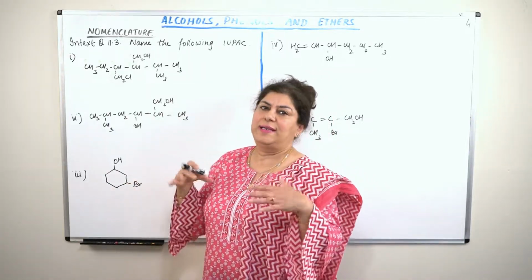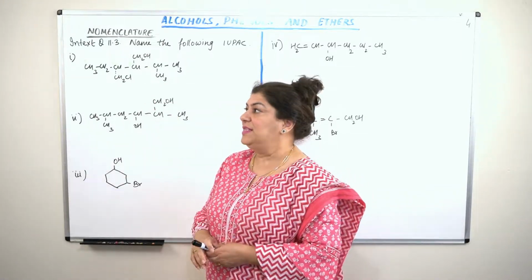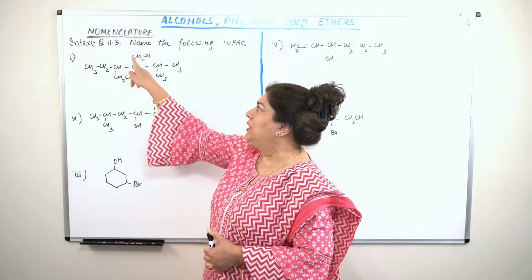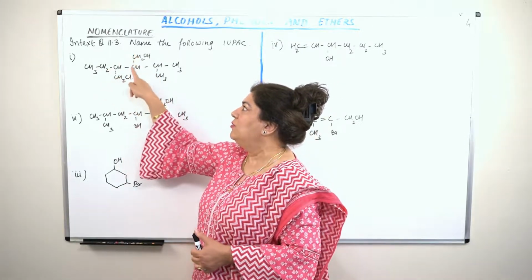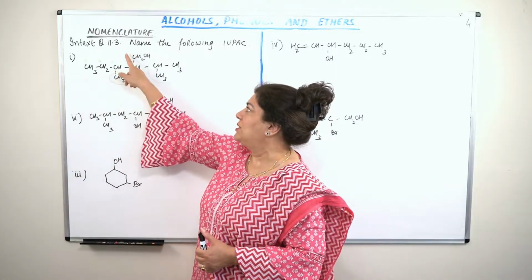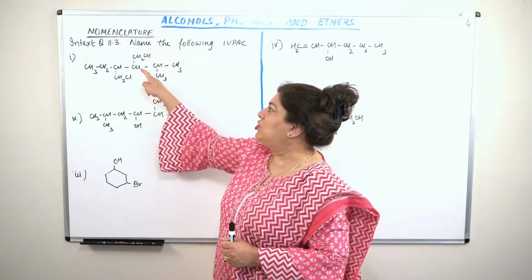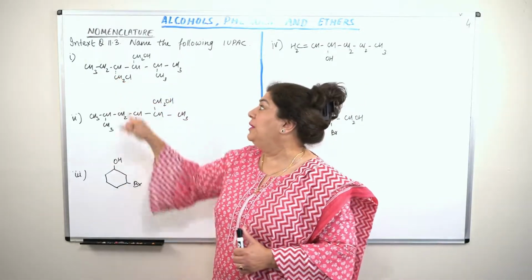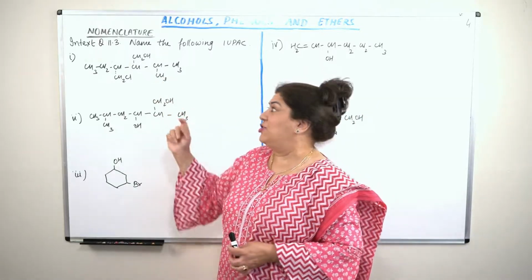But we assign the locants according to the lowest sum of locants rule, which means that I will try to count where CH2OH is on the first carbon, then automatically my counting comes in this direction. So this is carbon 1, carbon 2, carbon 3, carbon 4, carbon 5. So we have branches on carbon 2 and carbon 3. Now what are the names of these branches?